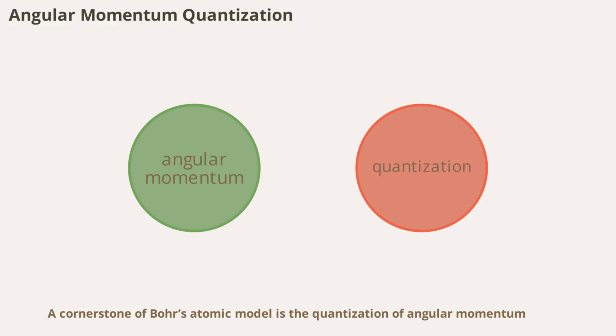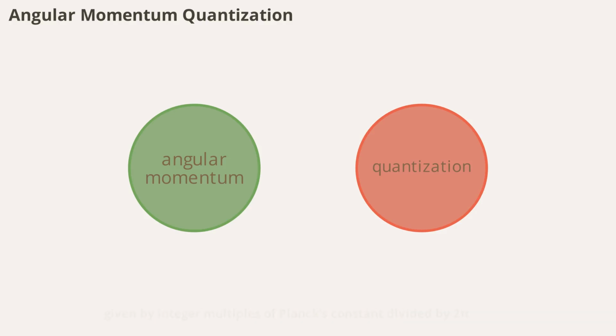The cornerstone of Bohr's atomic model is the quantization of angular momentum. Bohr proposed that the angular momentum of an electron in orbit is restricted to specific values given by integer multiples of Planck's constant divided by 2π. This idea was revolutionary as it introduced quantum rules into atomic structure. Quantized angular momentum explains why only certain orbits are allowed and why electrons don't spiral into the nucleus, providing a foundation for modern quantum mechanics.